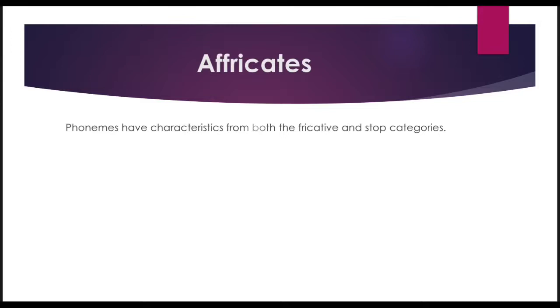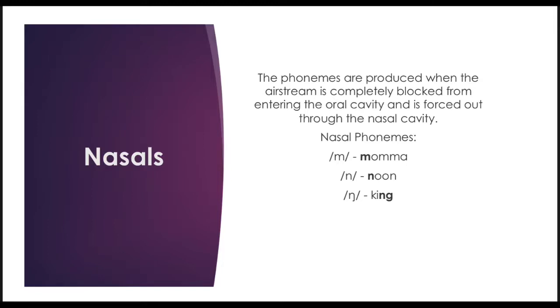Then you have the affricates. The affricates are phonemes that have characteristics from both the fricative and the stop categories. That's going to be the ch as in church and the j as in job. That's then the nasals. The nasals are phonemes that are produced when the airstream is completely blocked from entering the oral cavity and it's forced out through the nasal cavity. There's only 3 of those, and it's going to be m, n, and ing.